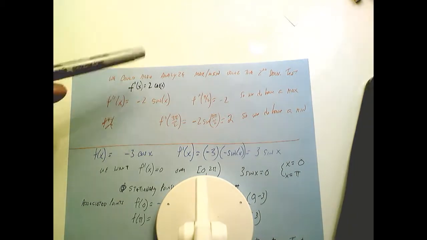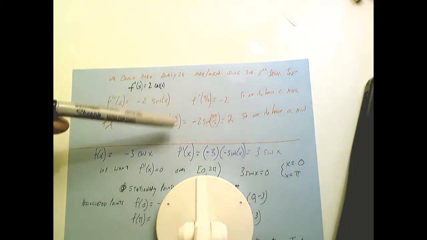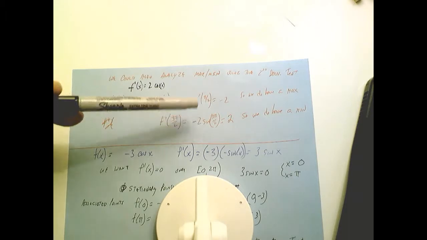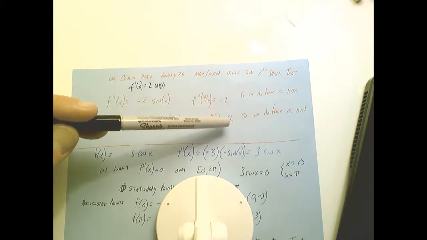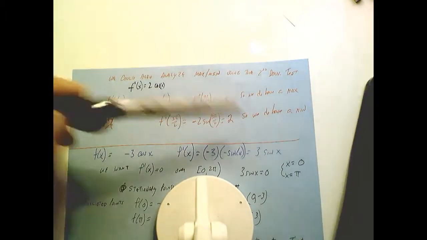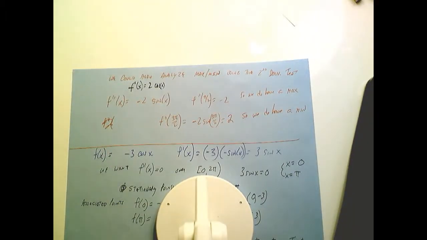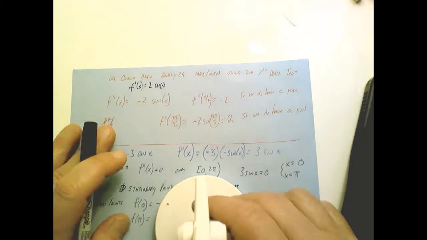Do the same type of work. Evaluate the second derivative at 3 pi over 2: negative 2 times the sine of 3 pi over 2, negative 2 times negative 1, there's a 2, a positive number, we have a min. So two different methods, second derivative test and first derivative sign chart, both of them useful in determining what? Whether we have a max or a min. And we've now identified those suspected points exactly for what they are.